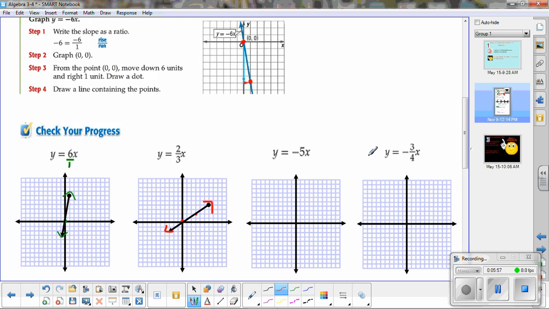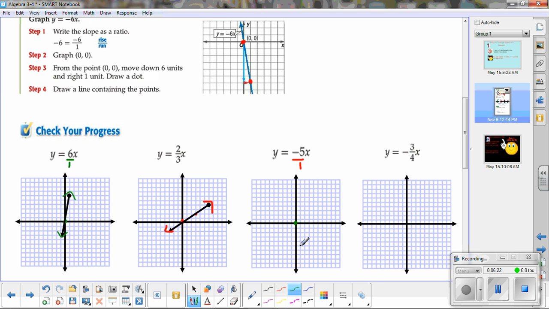Next one, y equals negative 5x. Negative 5 can be written as a ratio of negative 5 over 1. So we're going to plot 0, 0. And then this time, since it's a negative 5 over 1, instead of rising 5, we're going to fall 5. 1, 2, 3, 4, 5.